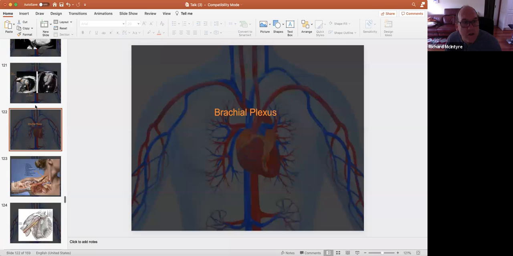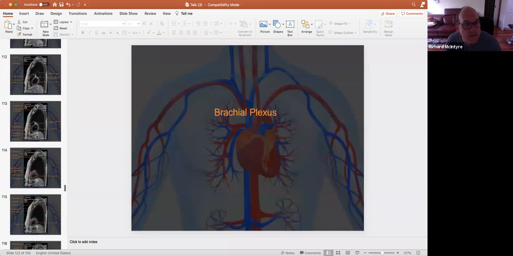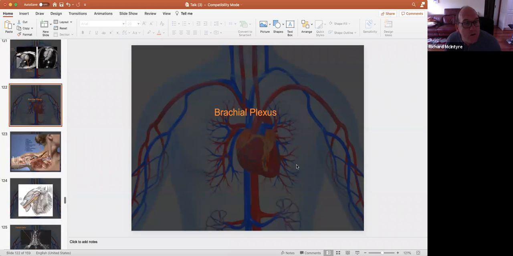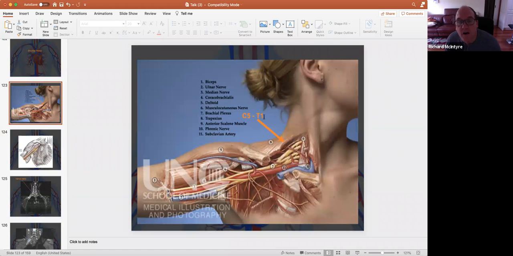Okay, so far that's the chest, and that's the anatomy within the chest. Now we're gonna look at the brachial plexus. So the brachial plexus is from C5 to T1, okay? And those are the nerves that are coming out of those vertebral neural exit foramina at those levels, okay? And then they travel down and they actually join at the brachial plexus and travel down the axilla to the arm, okay?